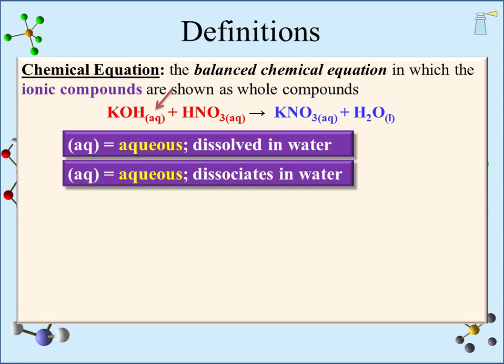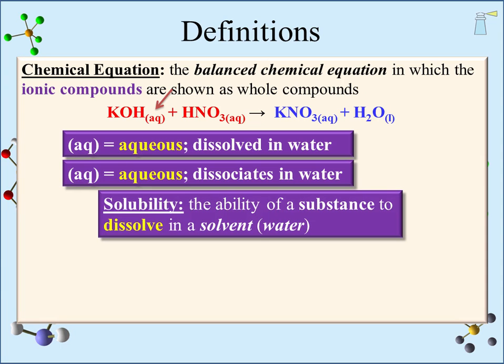In this reaction, both KOH and HNO3 are dissolved in water. KOH is an ionic compound that dissolves or dissociates into its constituent ions. HNO3 is an ionic compound that dissolves or dissociates into its constituent ions. Another way of saying this is that KOH and HNO3 are soluble, which follows from the definition of solubility.